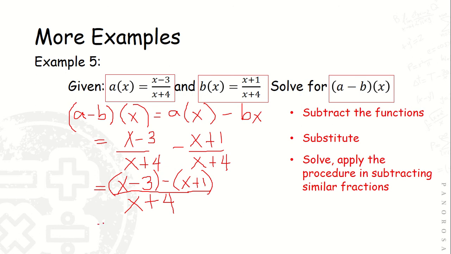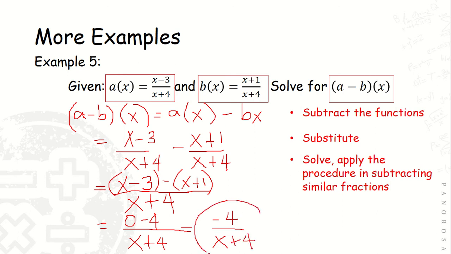And then we will go back to combining similar terms. So we have x plus 4 in the denominator. Then combine similar terms, x minus x. So x minus x is 0. Negative 3 minus 1. So negative 3 minus 1 is equal to negative 4. So the final answer will be negative 4 over x plus 4. So we have negative 4 over x plus 4.